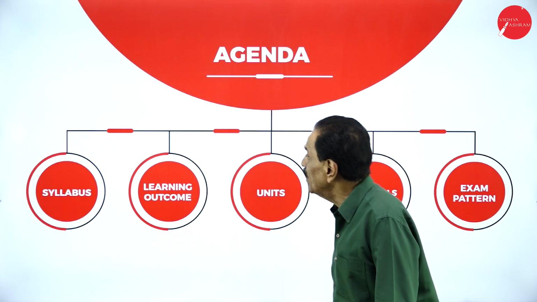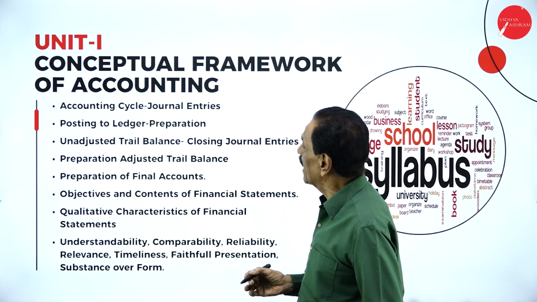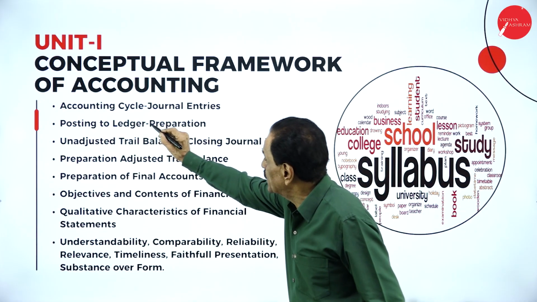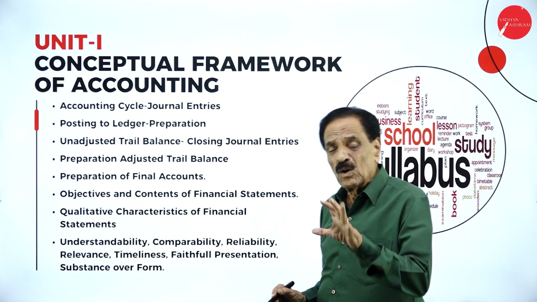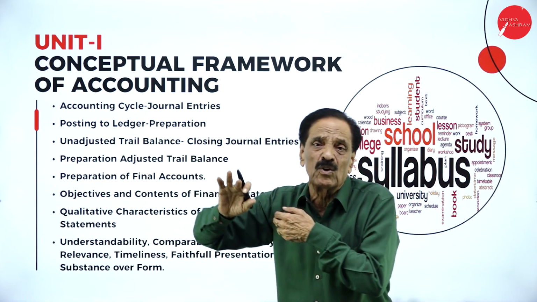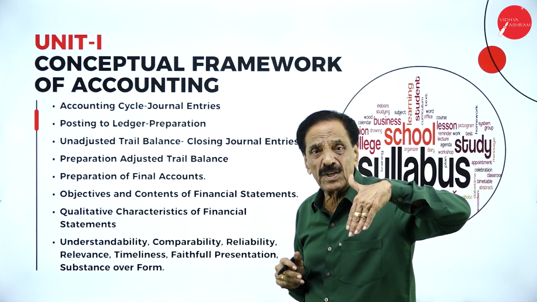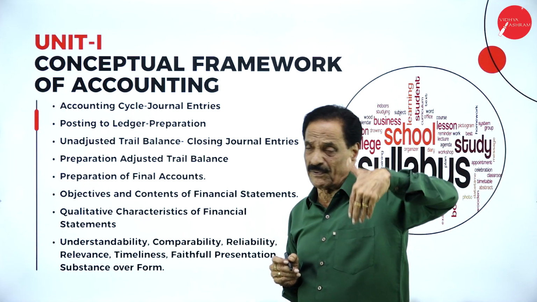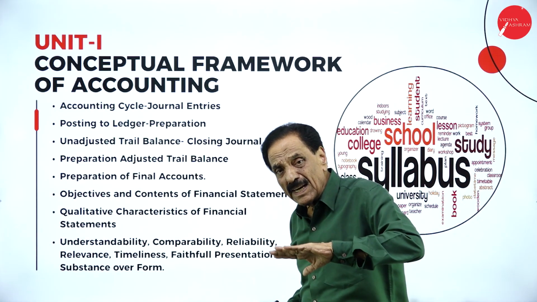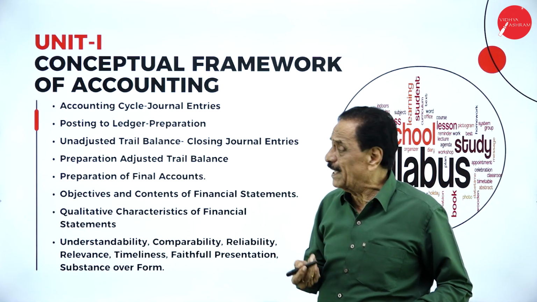Then we'll move on. Unit 1, Conceptual Framework of Accounting. So the basic idea is what the accounting cycle is and the journal entry. What do you mean by accounting cycle? What are the journal entries which you are going to pass? We will do this in detail when you enter unit 1. It is only a syllabus which we frame. Then posting to ledger and preparation. From journal entry to ledger we are going to prepare, and how the postings will be done.